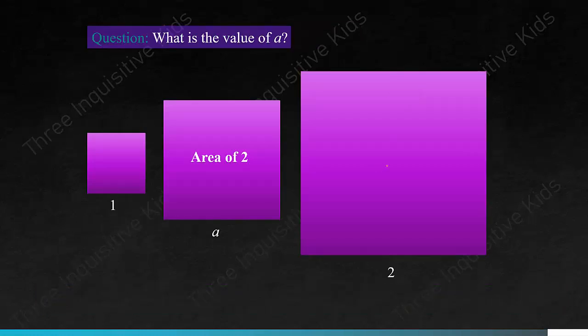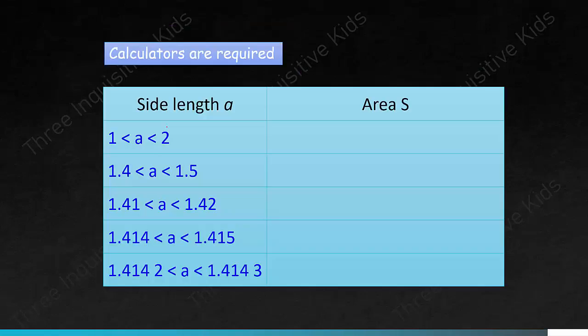So this square has an area of 4 because 2 squared, this is the side length, 2 squared equals 4. And the smaller square has an area of 1 because 1 squared equals 1. So A is somewhere in between. Now for this activity, you might need to use a calculator. If you don't, it's fine because we're just exploring together. So if A is greater than 1 but less than 2, then the area S would be somewhere in between 1 and 4.